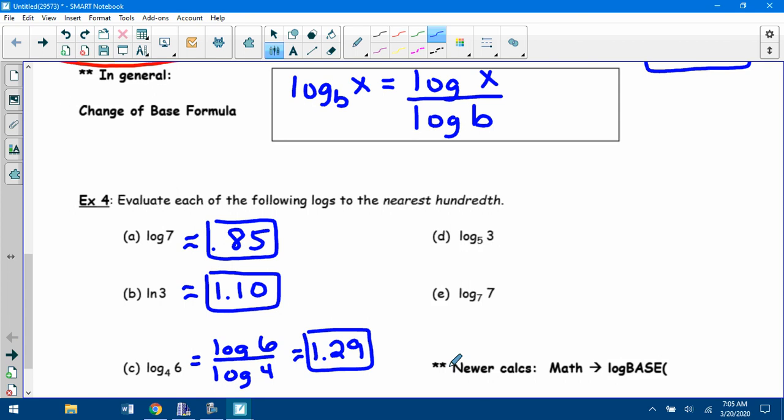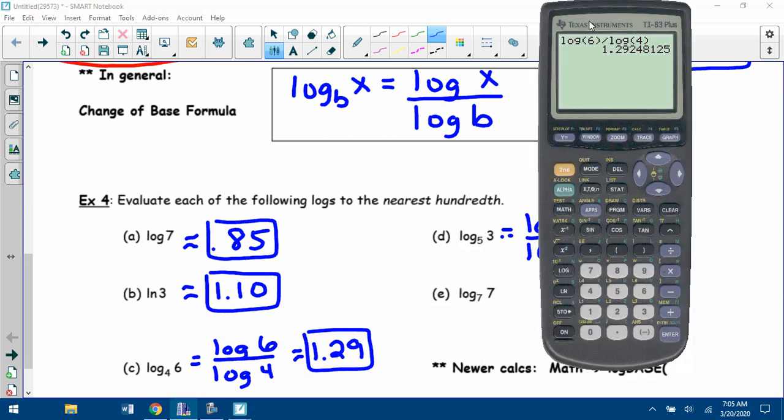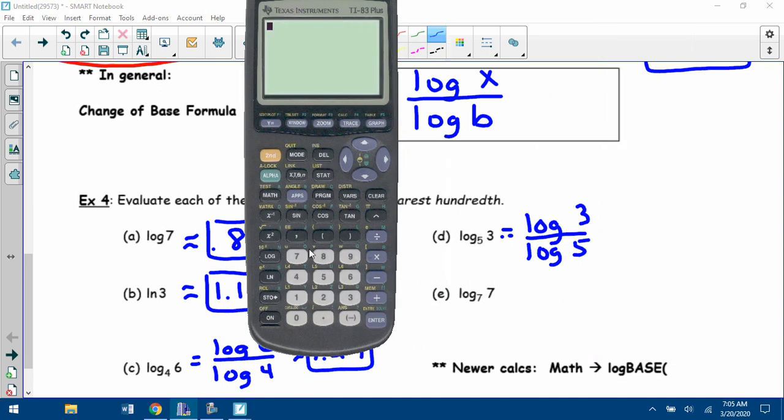All right, assuming you've tried it, here is what you should have gotten. For D, you should have written log of 3 over log of 5, base bottom. And when you typed it in, log of 3, make sure you close the parentheses, divided by log of 5, you should have gotten 0.68.